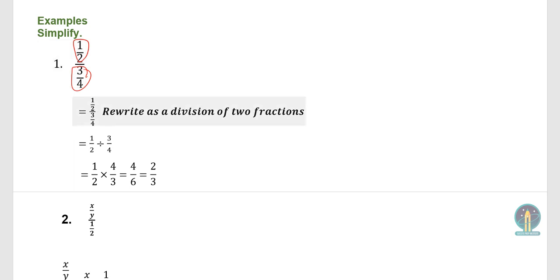So again, a fraction sign is essentially a division operation. So we write this as a division of two fractions. So this is the same as 1/2 divided by 3/4, which is the same as 1/2 times 4/3, right? So flip the 3/4 to 4/3. So 1 times 4 is 4, 2 times 3 is 6, so 4/6 is the same as 2/3. Okay?